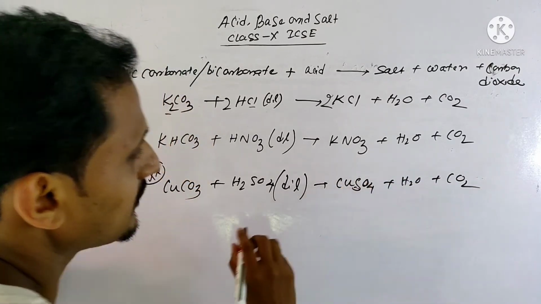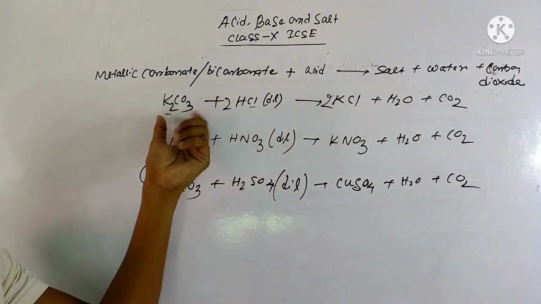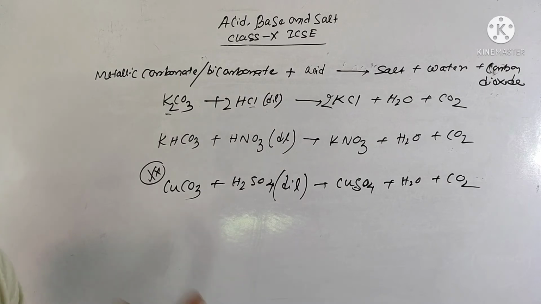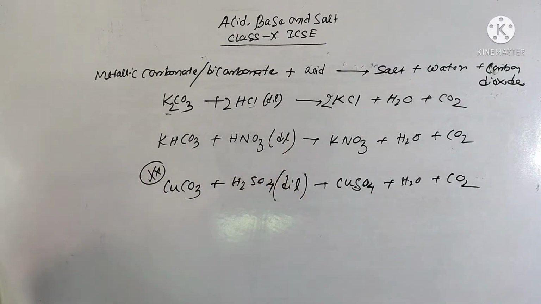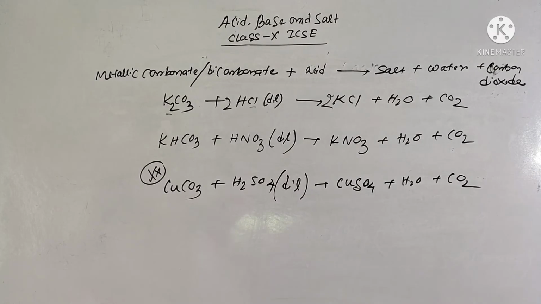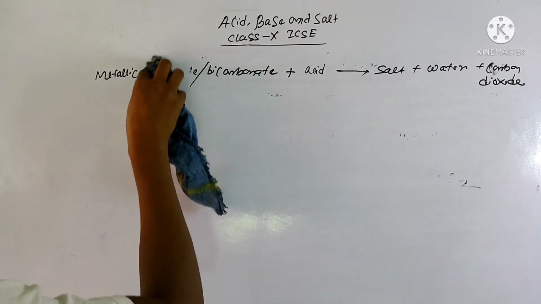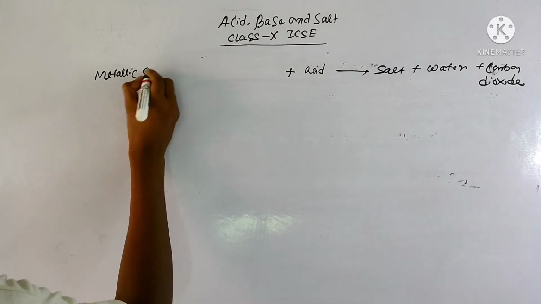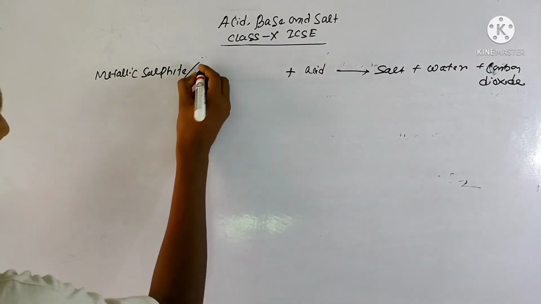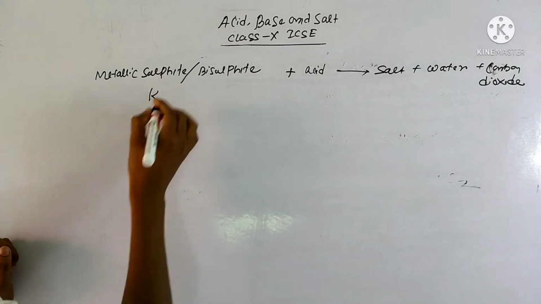Similar things will be there when we react a metallic sulfite with acid. Here we will see sulfur dioxide will be there. We will also discuss those reactions. First of all, you write down this. Okay, done. So now here, metallic sulfite or bisulfite.